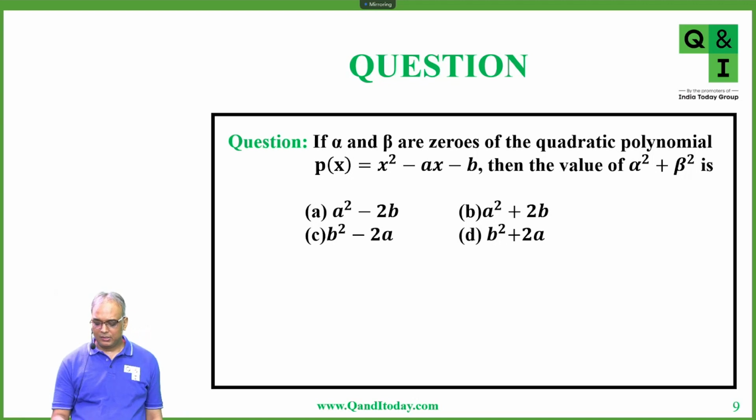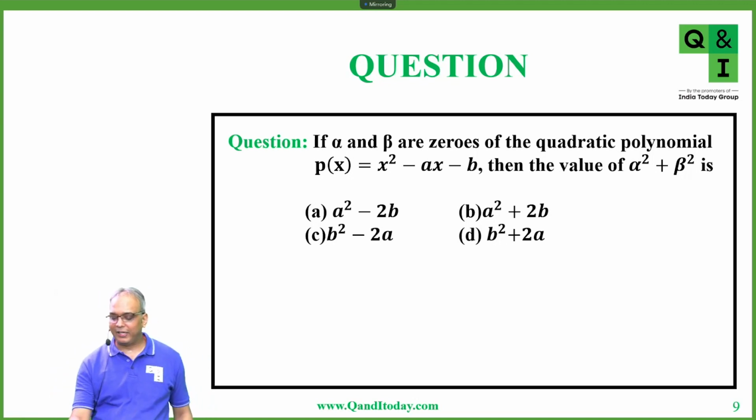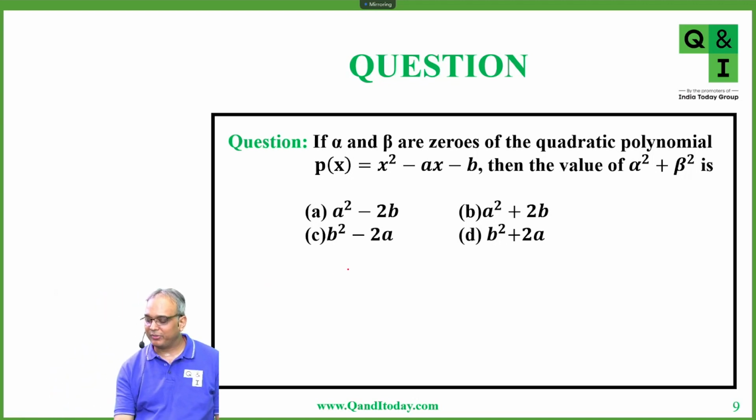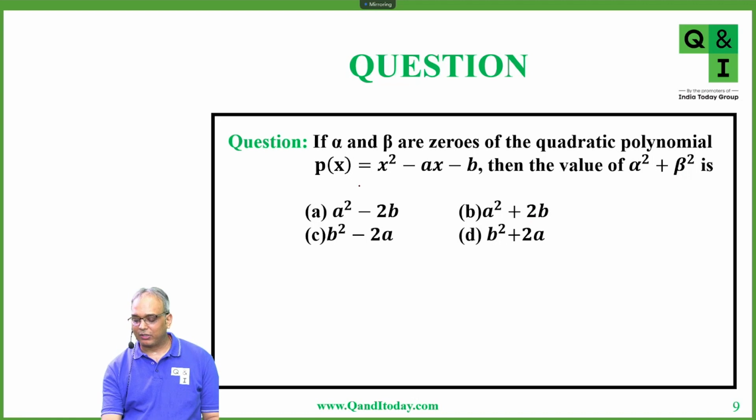Okay. So the question says, if alpha and beta are the zeros of the quadratic polynomial, find the value of alpha square plus beta square. Let us find first the sum of zeros. Alpha plus beta is minus b by a. So negative of a by 1, that is a. And product of zeros alpha beta is c by a, minus b by 1, that is minus b.